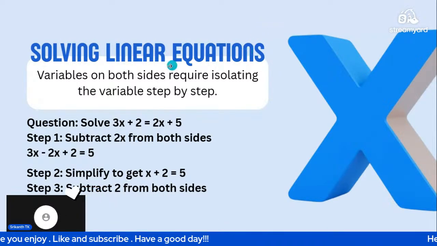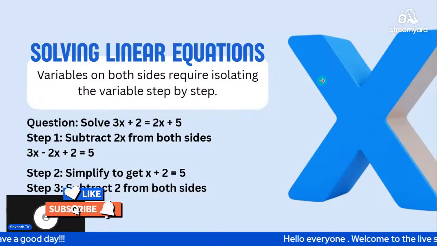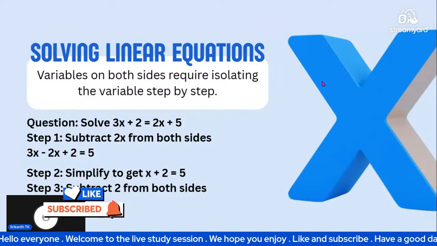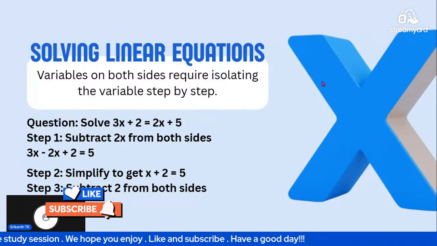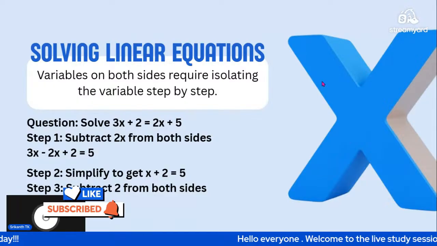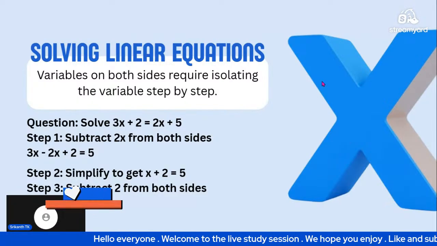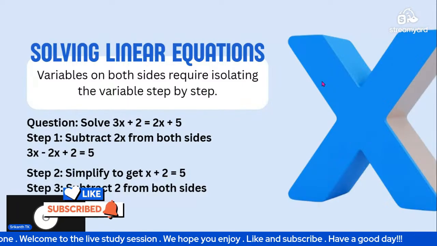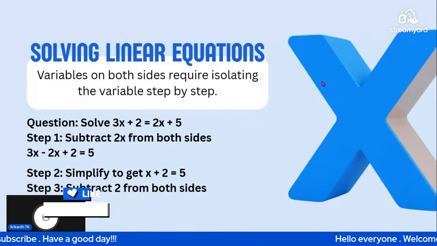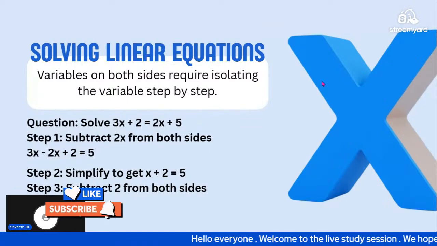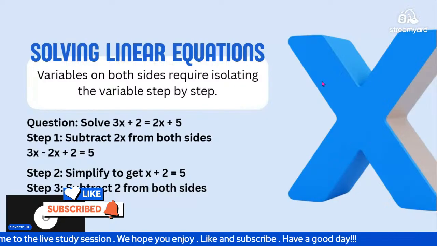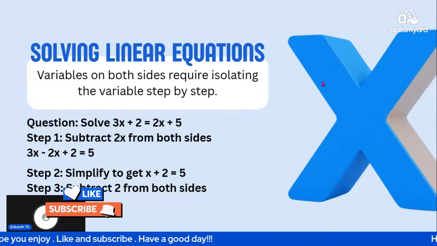Solving linear equations. Variables on both sides require isolating the variable. The question is 3x plus 2 equals 2x plus 5. Step 1. Subtract 2x from both sides. This will give us x. 3x minus 2x plus 2 equals 5, because the 2x will be taken. Step 2 is to simplify to get x plus 2 equals 5. And then step 3, subtract 2 from both sides of the equation, so here x.